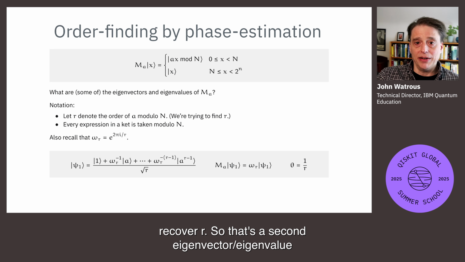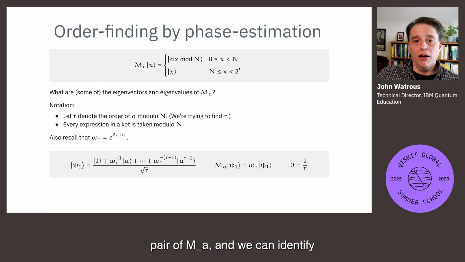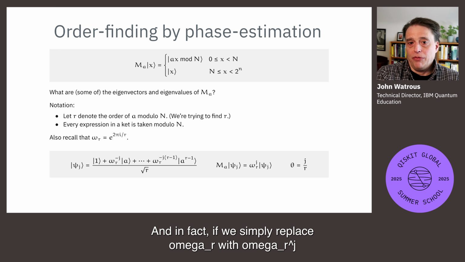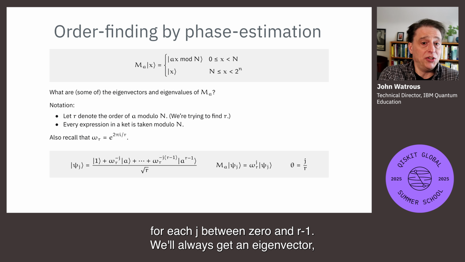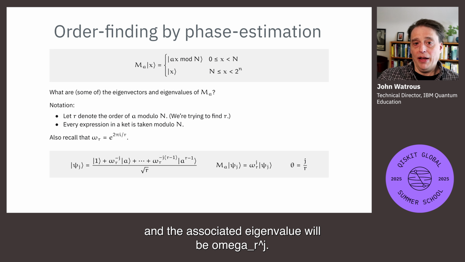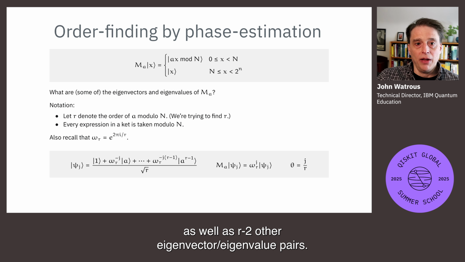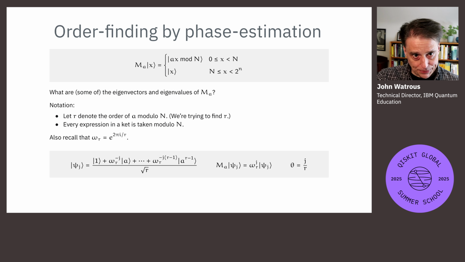So that's the second eigenvector-eigenvalue pair of MA, and we can identify additional eigenvectors using exactly the same reasoning. In fact, if we simply replace omega r with omega r to the power j for each j between 0 and r-1, we'll always get an eigenvector, and the associated eigenvalue will be omega r to the power j. So this actually includes psi 0 and psi 1, which we've already seen, as well as r-2 other eigenvector-eigenvalue pairs.